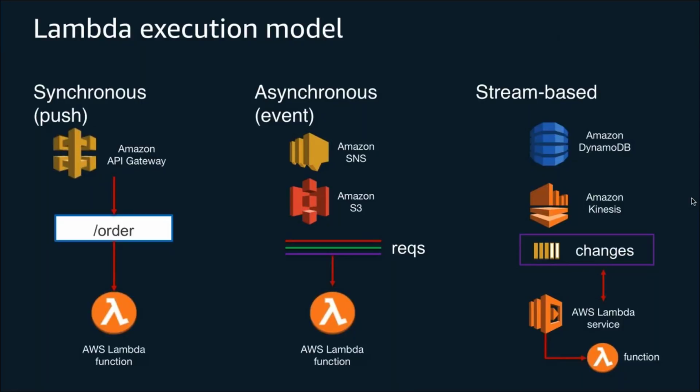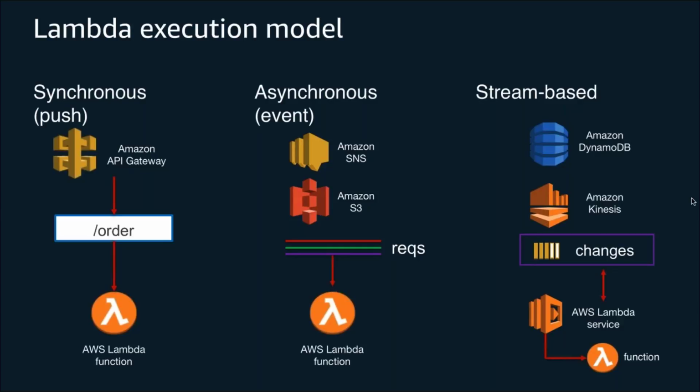So with Lambda, we have a number of different execution models that we support. We support a synchronous push-based model. In this case, with something like Amazon API Gateway, a call is made to the order API, it is going to invoke the Lambda function and then expect a response back. There's an asynchronous or event-driven model, where services such as Amazon SNS or S3 might invoke a Lambda function based on a message being put into a topic with SNS, or an object being put into an S3 bucket. And in this case, we're not expecting the Lambda function to necessarily respond to that service. We're just going to expect it to do whatever it needs to do.